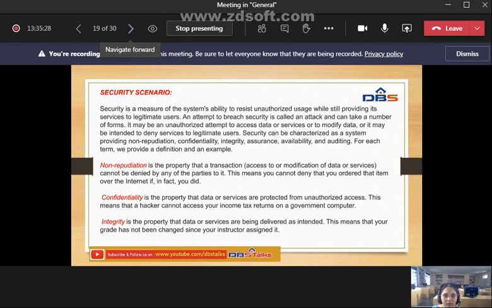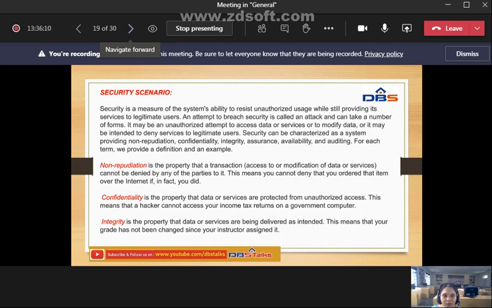It may be an unauthorized attempt to access data or services or modify data, or it may be intended to deny services to legitimate users. Sometimes it may be an unauthorized attempt to access the data, the services, or the modified data, or it may be intended to deny. Sometimes it will deny the data, services and modified data to the right persons, so it does not reach them.